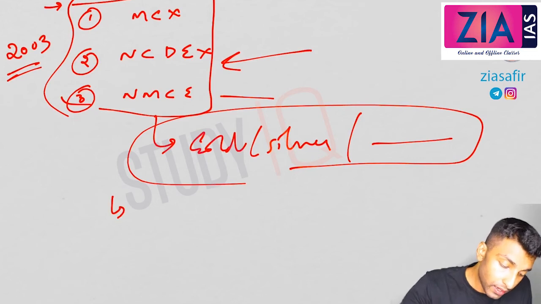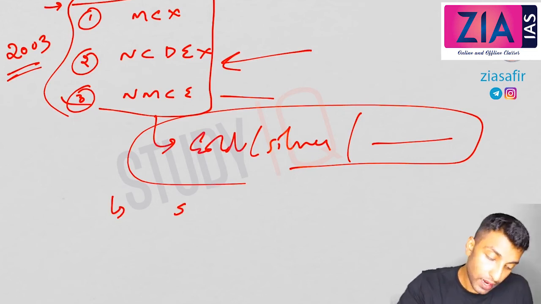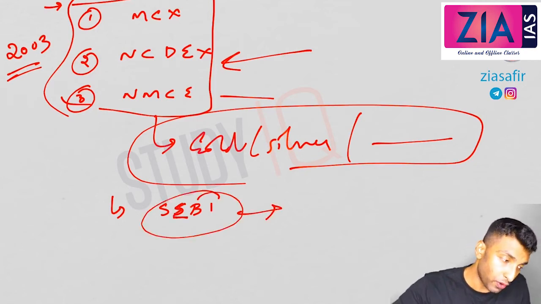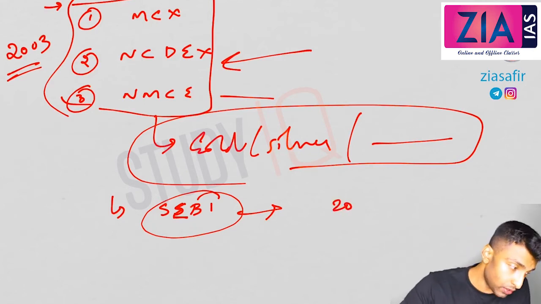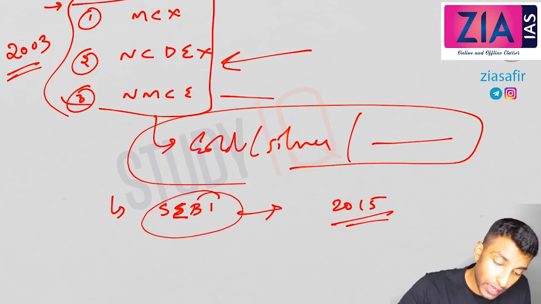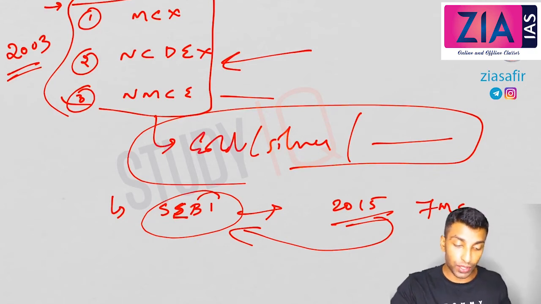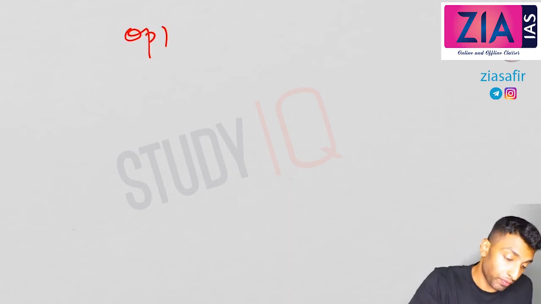Then who's the regulator? The current regulator is actually SEBI, like in the case of the stock exchange. Earlier it was the Forward Markets Commission, and in 2015 FMC was merged into SEBI. Now let's discuss options.